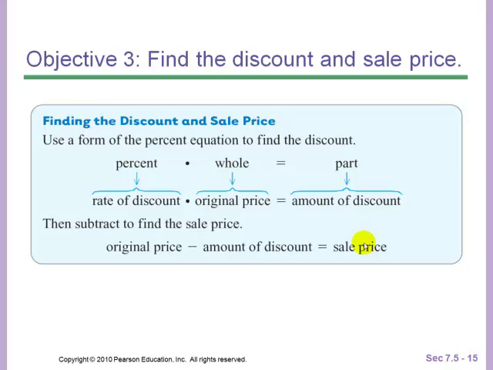Be careful when you're reading these questions. Sometimes they might give you the sale price and the original price, and you need to figure out how much you saved. Or they might give you the sale price and the amount of discount, and you have to figure out the original price. So be very careful about which piece of information you're given and which you're trying to find.